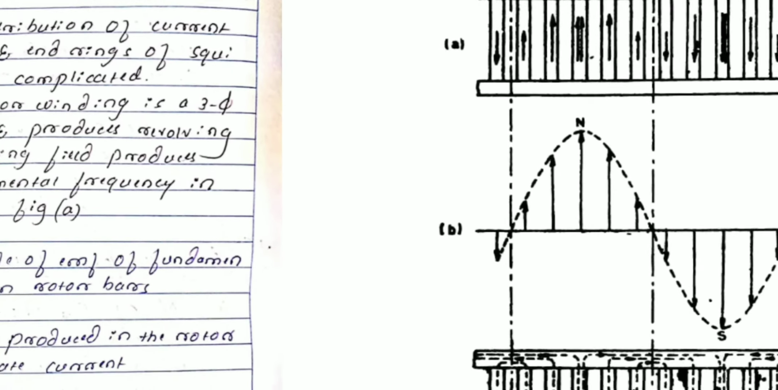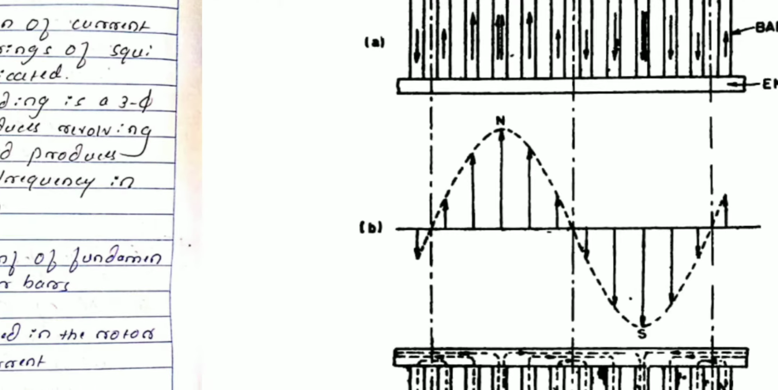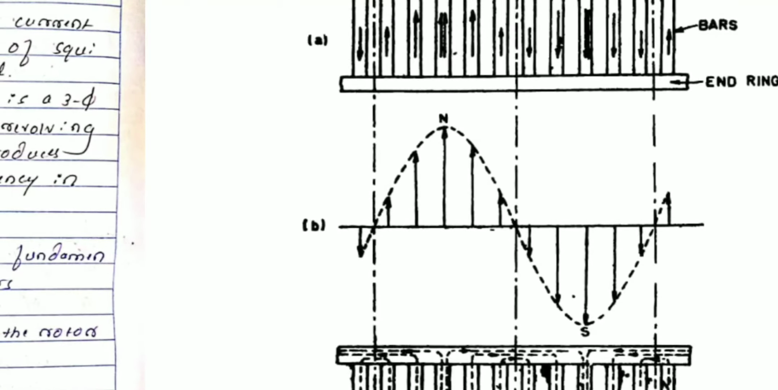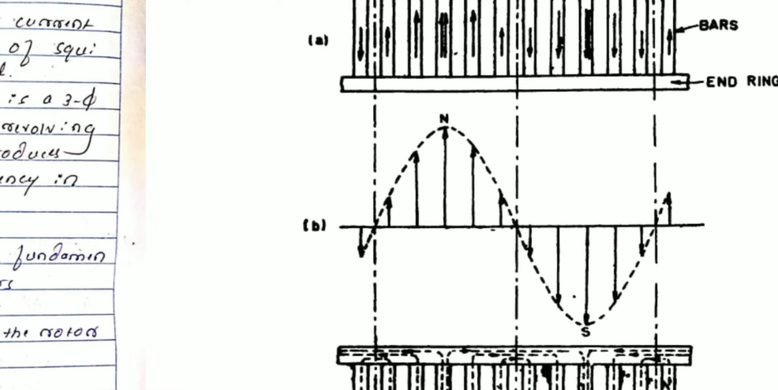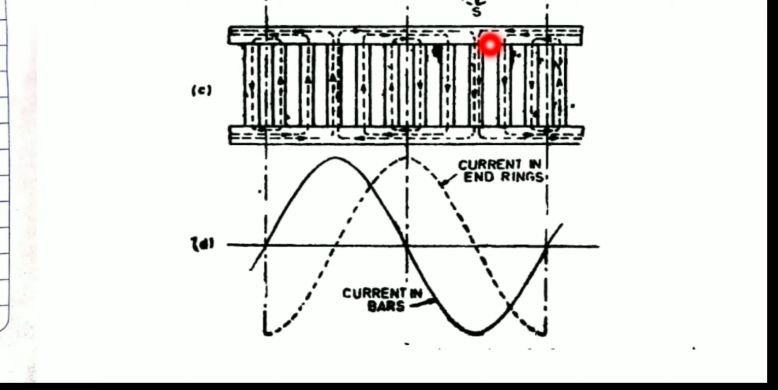So next, what is there in figure B? Whatever the magnitude of EMF is produced at the fundamental frequency, the EMF gets induced in the rotor bars only. So the EMF that gets induced in the rotor bars will be sinusoidal in nature. So figure B indicates the magnitude of EMF of the fundamental frequency in the rotor bars. And in figure C, you can observe it here.